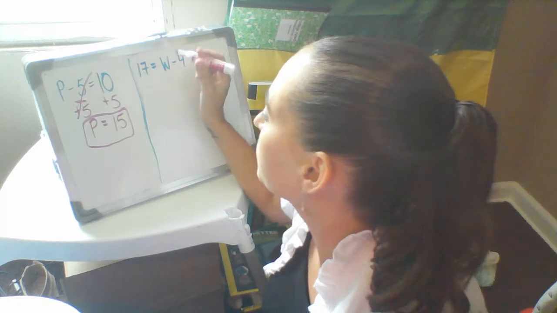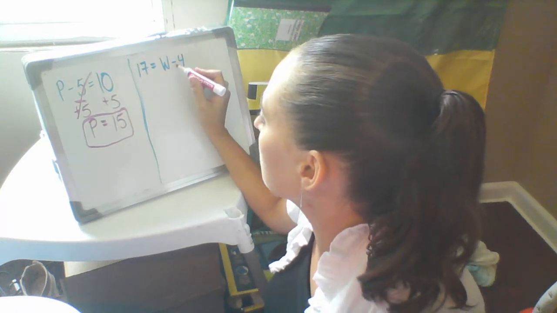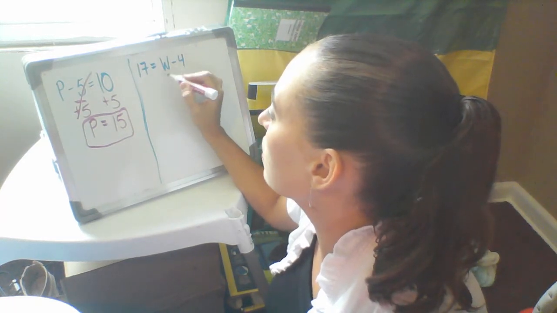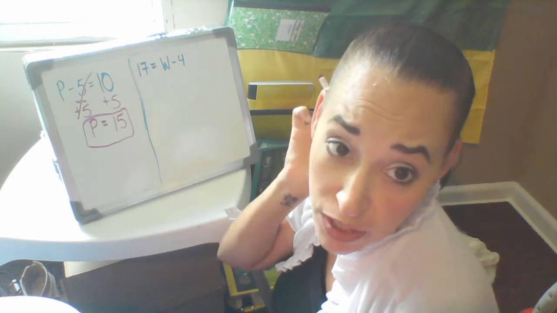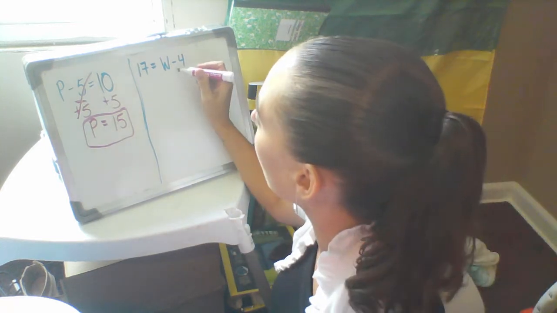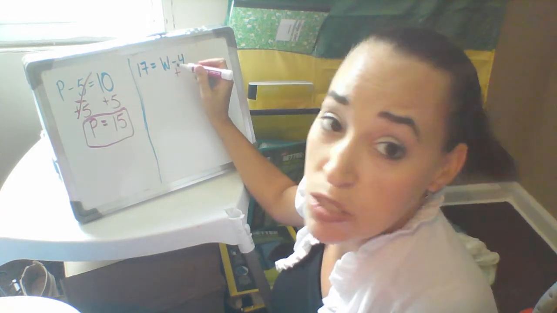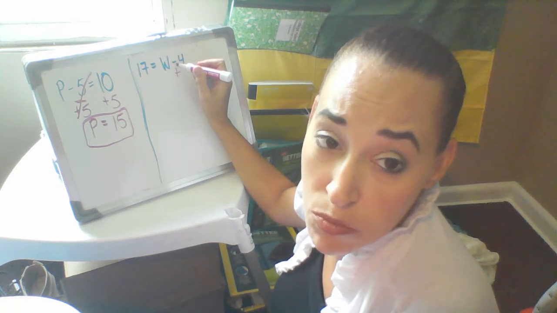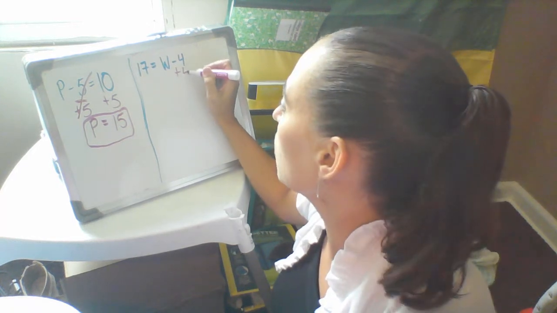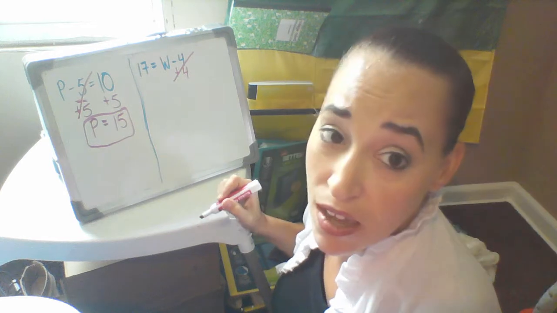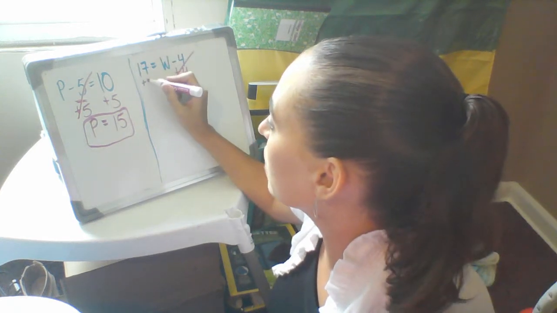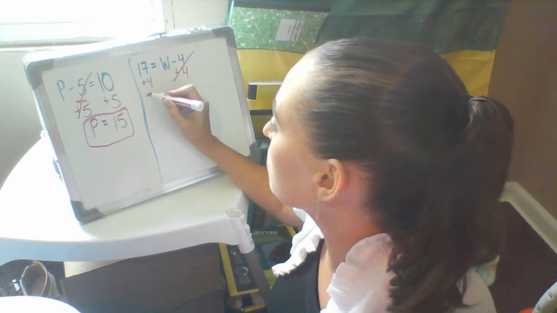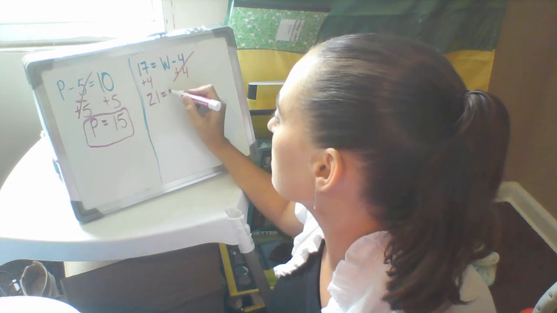All right. So for this one, again, I want to get my W all by itself, my variable by itself. So I'm going to add a 4 because it was subtraction. I got to do the opposite of subtraction, which is addition. So I'm going to add my 4. That cancels out on that side. I'm going to add a 4 over here. That gives me 21 equals W.